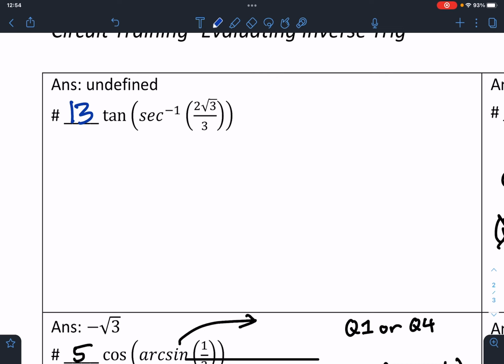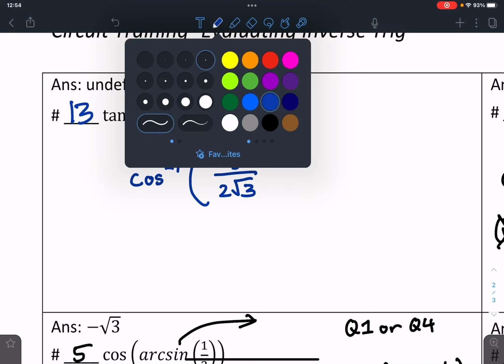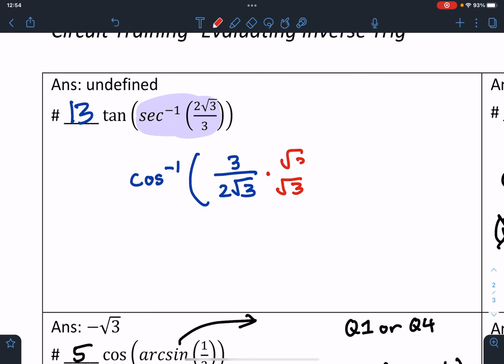And this is probably going to be one of the hardest examples right here, and goes back to the example before the one we just did. So you have secant inverse of 2 square root of 3 over 3. So instead of doing secant, I would do cosine inverse, and I would actually flip this one. And the funny part is if you flip it and you rationalize it, you're going to get a really interesting result. Also, I hope everybody sees that square root of 3 times square root of 3 on the bottom is just 3. So you get 3 square root of 3 over 6.